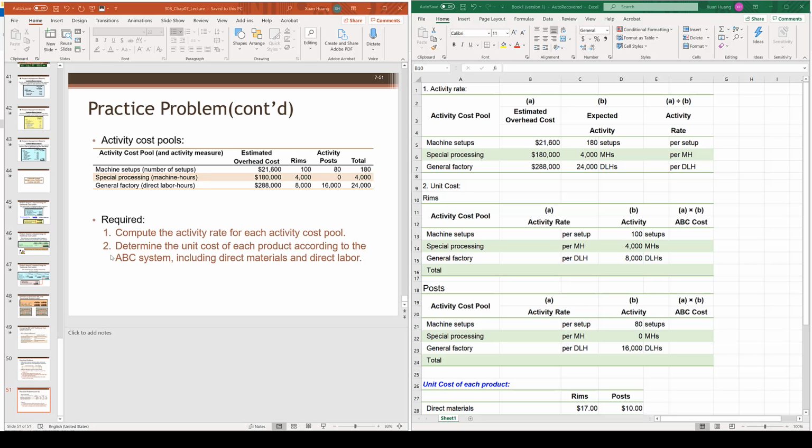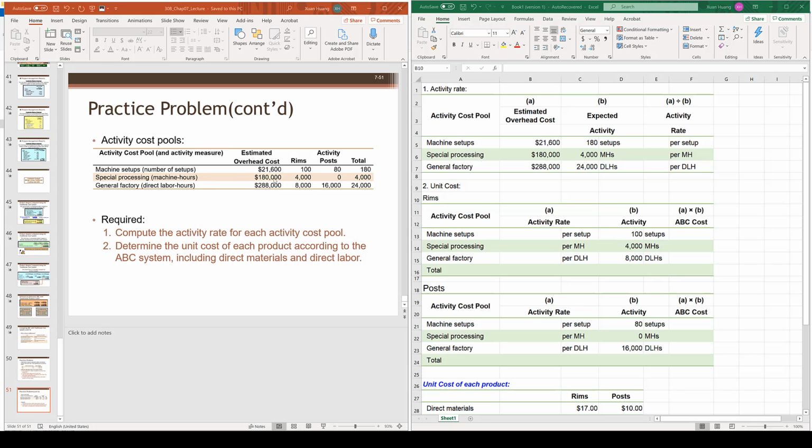To assign costs to cost objects in the ABC system, we follow several steps. Step 1. Define activities, activity cost pools, and activity measures. Step 2. Assign costs to cost pools using a first stage allocation. Here, the question has done the first two steps for us. The activity cost pools and activity measures have been determined.